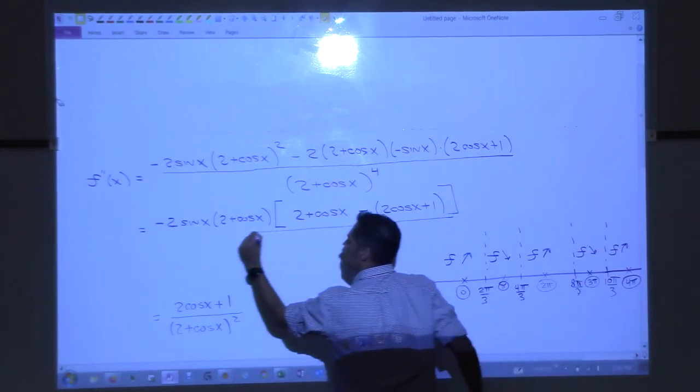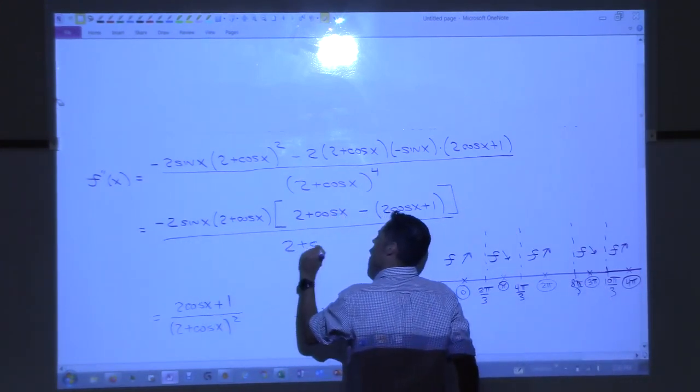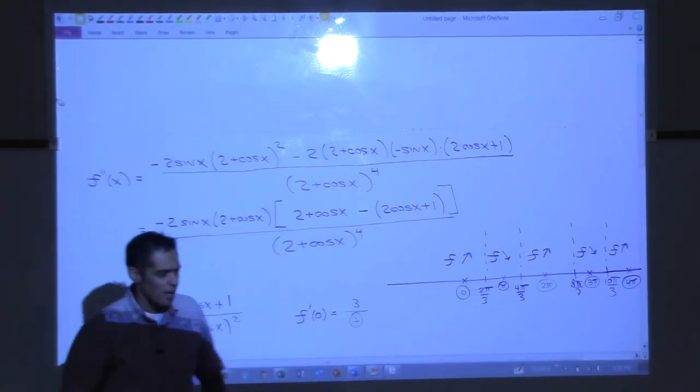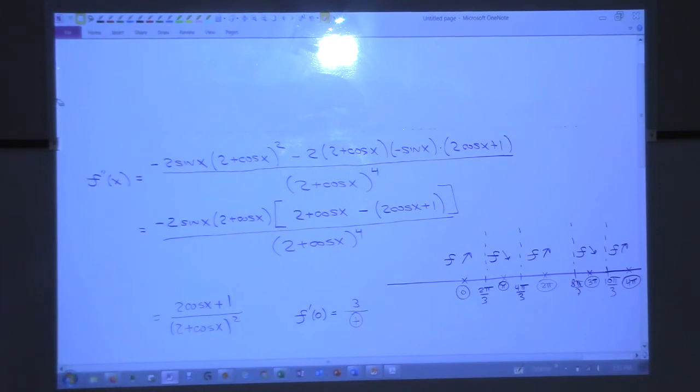All over denominator to the 4th. God, we still have to make a table. All right.